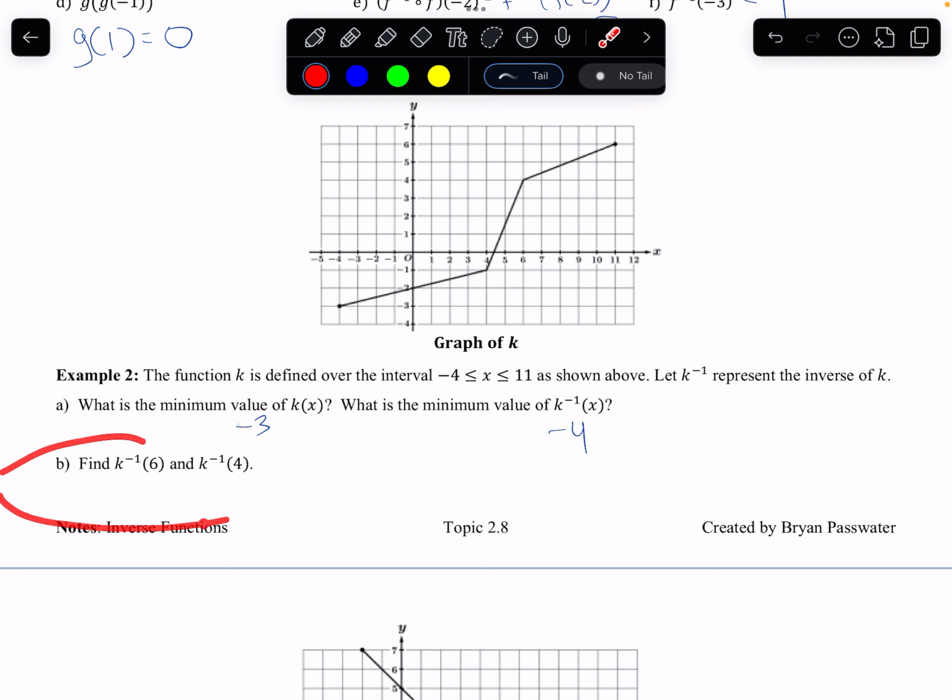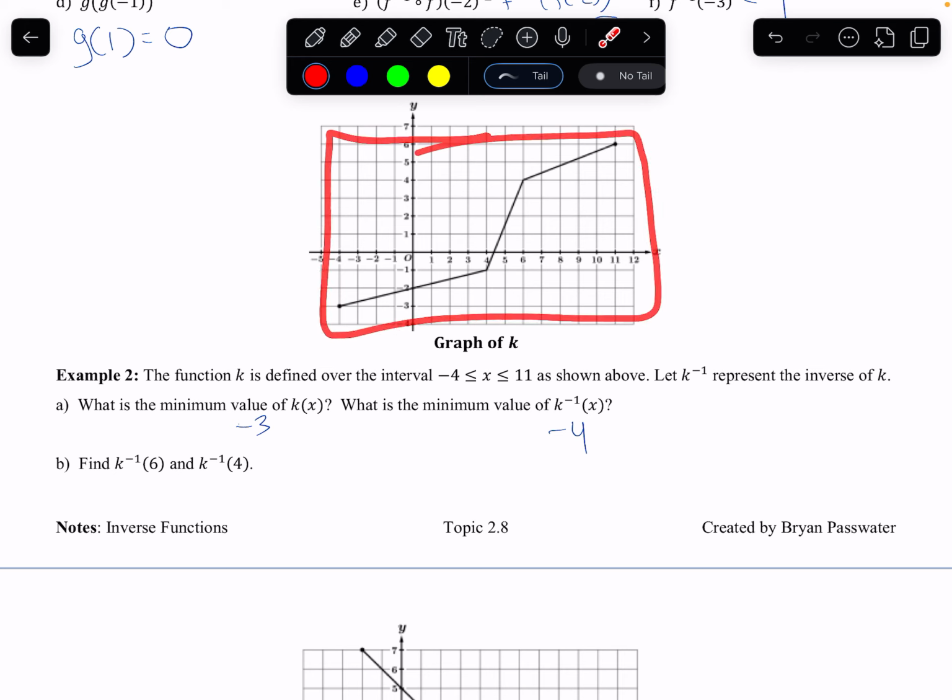Let's go down to B. Find the inverse of k evaluated at 6. We'll do that one first. The inverse of k evaluated at 6. Well, this is the k function. But you just got to remember, on the inverse, I'm going to flip the x's and the y's.